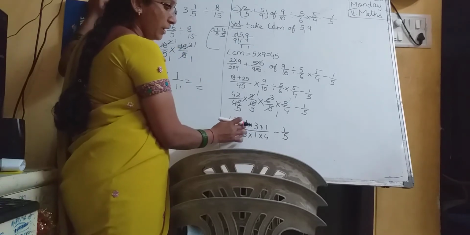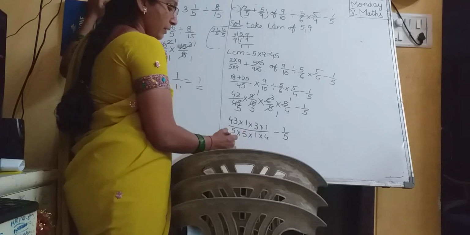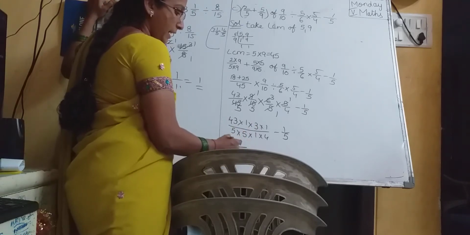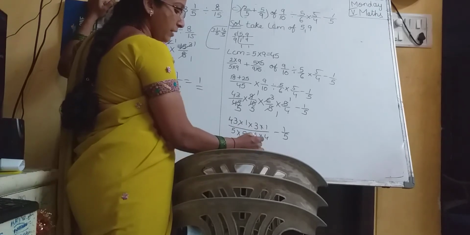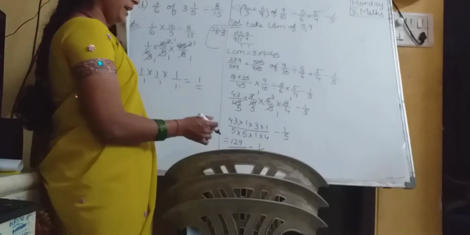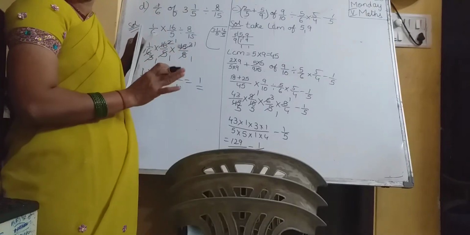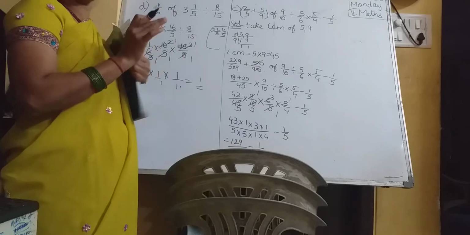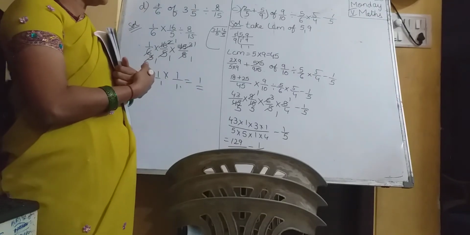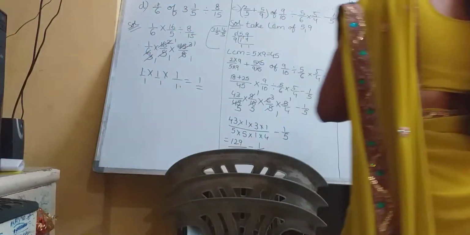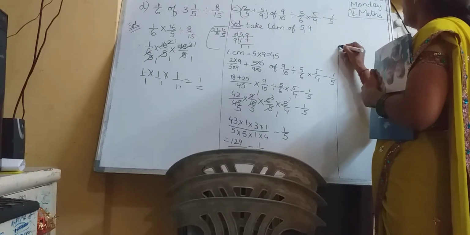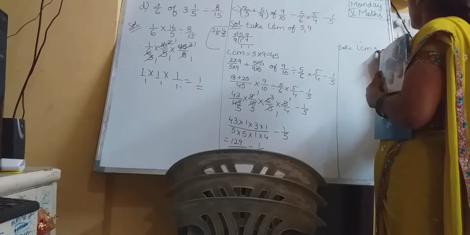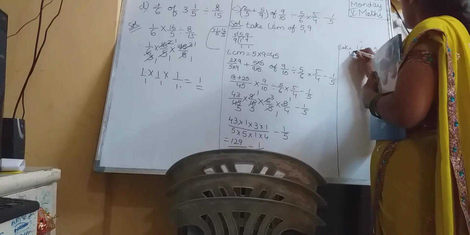43 ones are 43, 43 threes are 129, divided by 5 fives are 25, 25 fours are 100. 129 by 100 minus 1/5, children. Now you are going to subtract. See, whenever you want to do addition or subtraction you should have the same denominator. Here the denominator is not the same, so what to do? Again we have to take LCM. Take LCM of 5 and 100.